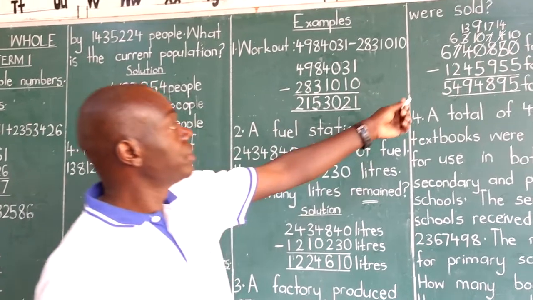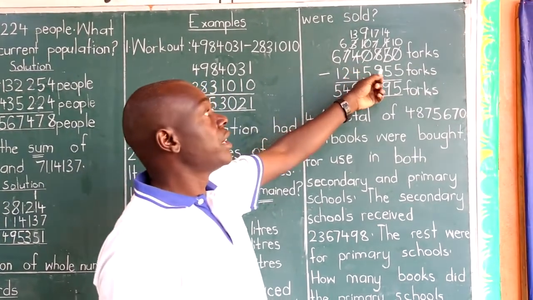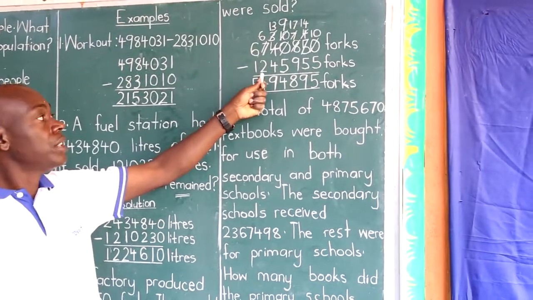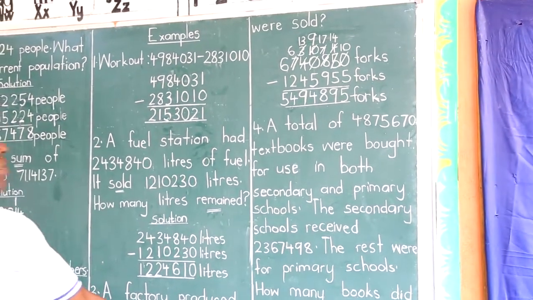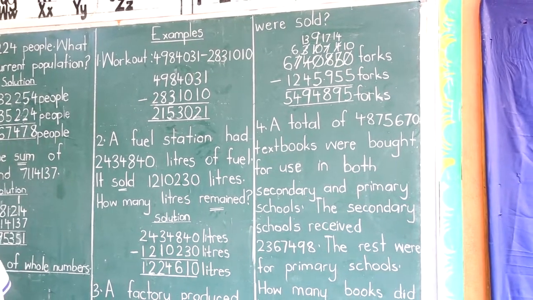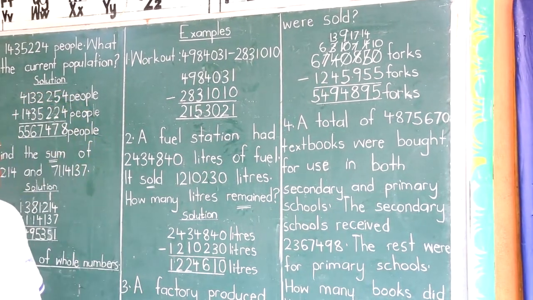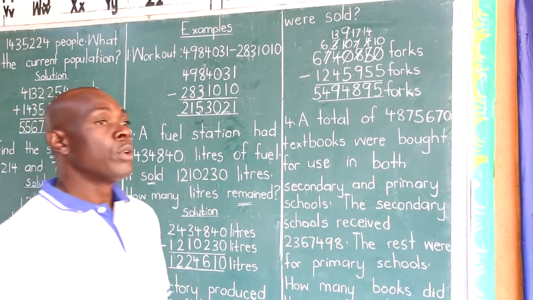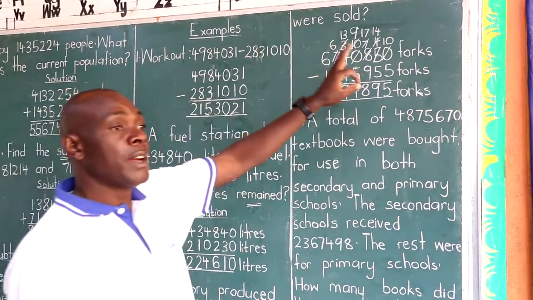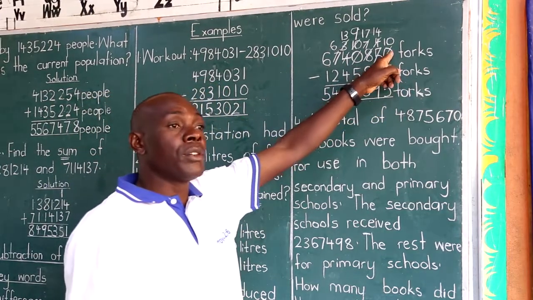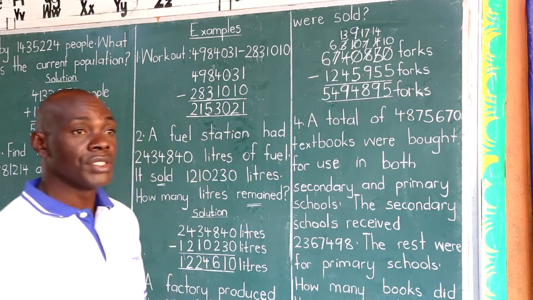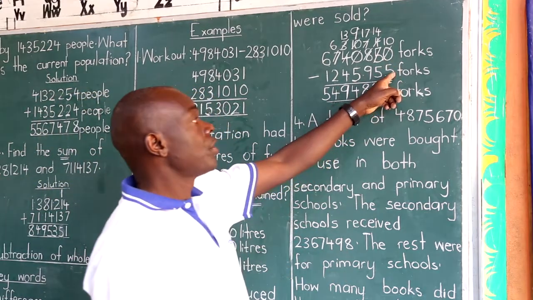That is 6,740,850 forks that have been produced for that period, minus those that remained, that's 1,245,955. Then transfer it properly in accordance with their place values and then subtract. You will note that in this number we are going to borrow. What necessitates borrowing? When the upper number is less than the lower number, the number to be subtracted from is less than the number to be subtracted. Like you see under 1, the 0 on top is less than 5. Then you cannot just subtract. We need to have that 0 get some value so that you can subtract normally. So 0 minus 5 is only possible after borrowing.